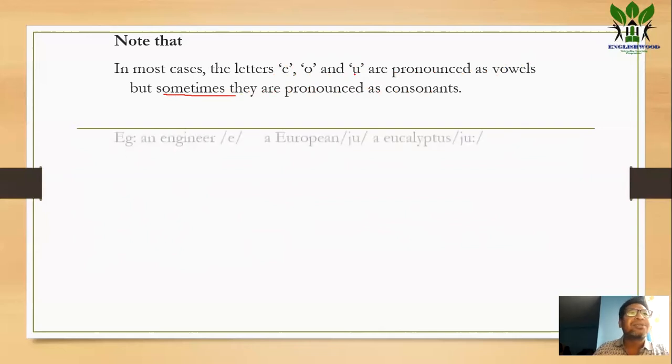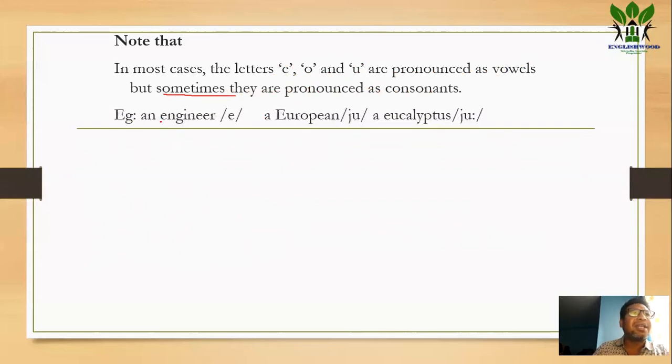For example, an engineer. Here, E is a vowel sound, so an engineer. But in a European, E is not E, it is the U sound, the Y sound in phonetic transcription. So I also recommend that students learn the phonetic transcription. It is always important in English.